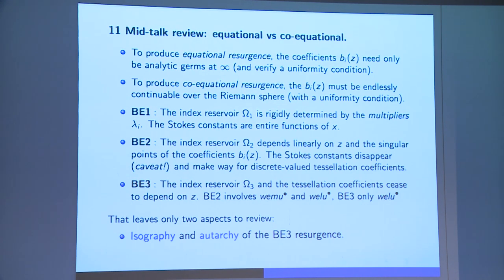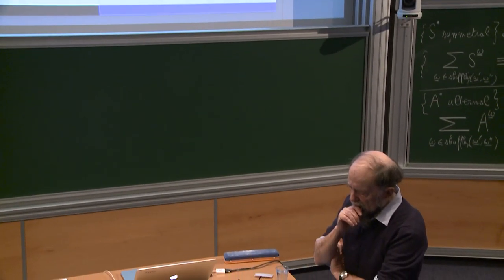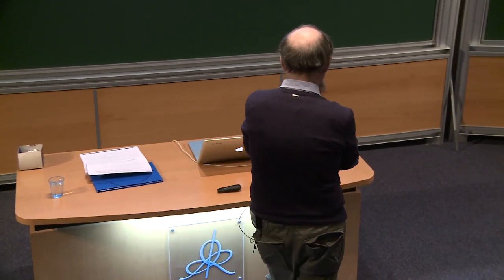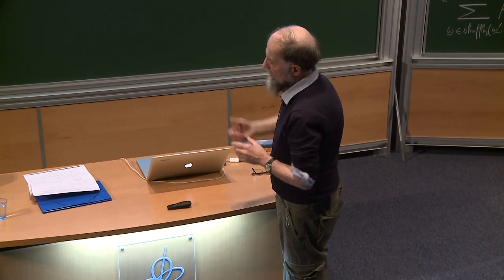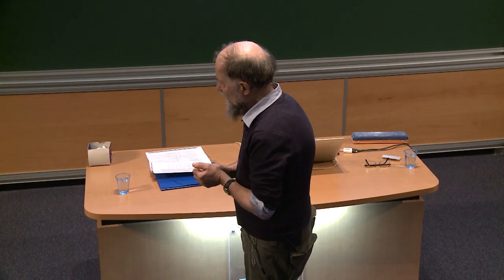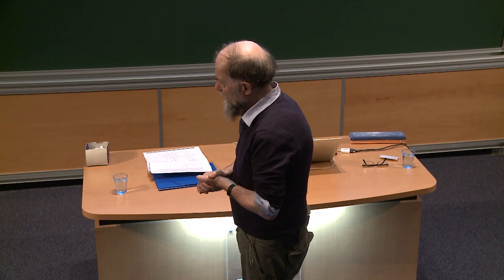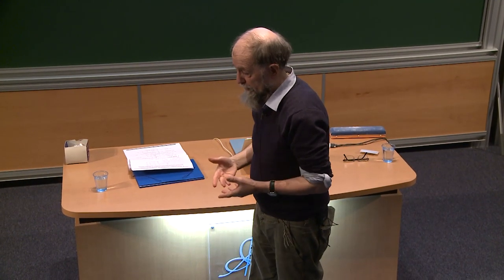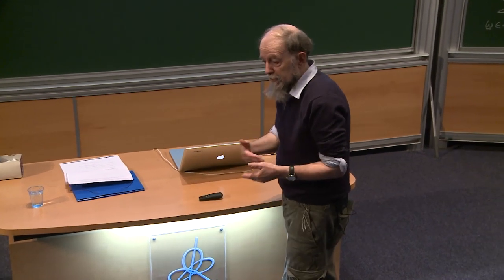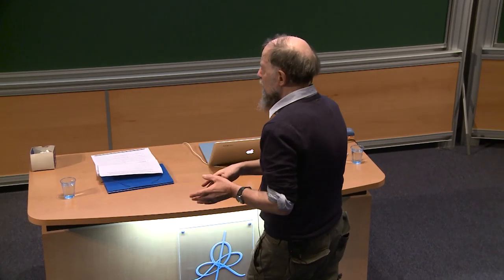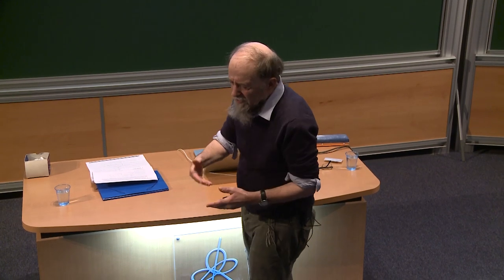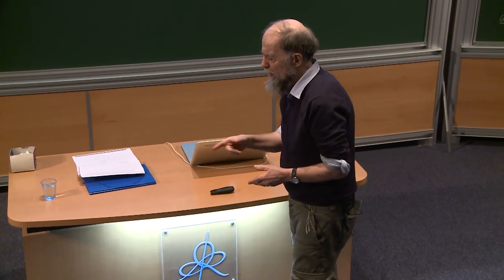But I want just to say in a few words, there are only 5 minutes left, what is the matter actually with isography and autarchy? You see, in the case of coequational resurgence, the Qs and the Ps are resurgent functions, but you can imagine that they stand in close relations with the A sub omegas of the first bridge equation, because remember there is a case when both coincide, and so in the first case they are entire functions of x. In the second case, they are resurgent functions of x. And they are not exactly the same, but there is a close relation. We go from one system to the other.